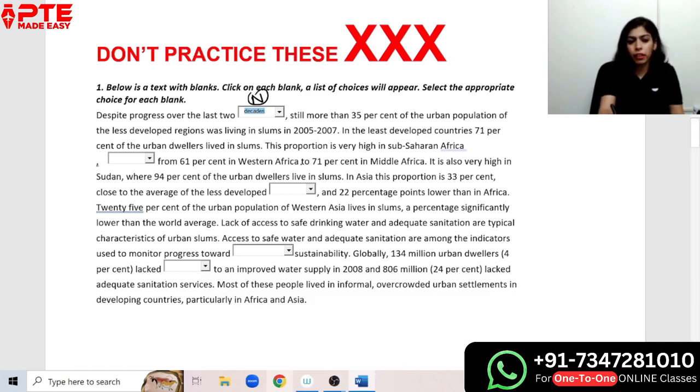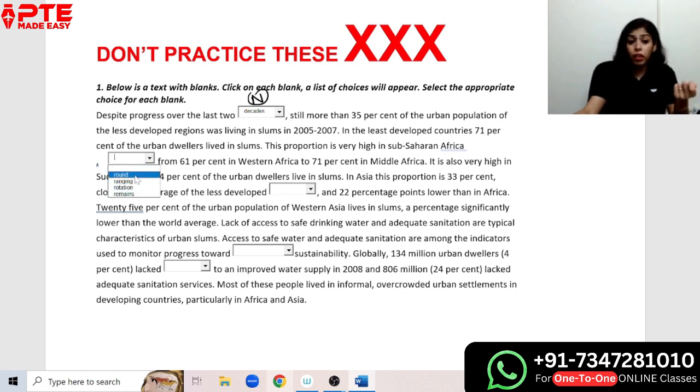Let's look at the second sentence. This proportion is very high in sub-Saharan Africa, blank from 61% in Western Africa to 71% in Middle Africa. So round from cannot be the answer. Ranging from, definitely. Rotation from, remains from. We clearly know that the answer is going to be ranging. If the options were rounding, ranging, varying, we could have gotten to know that this is the authentic answer.